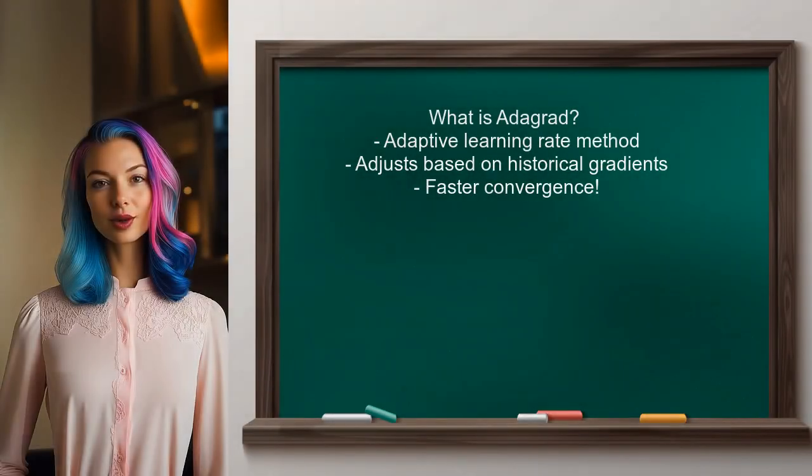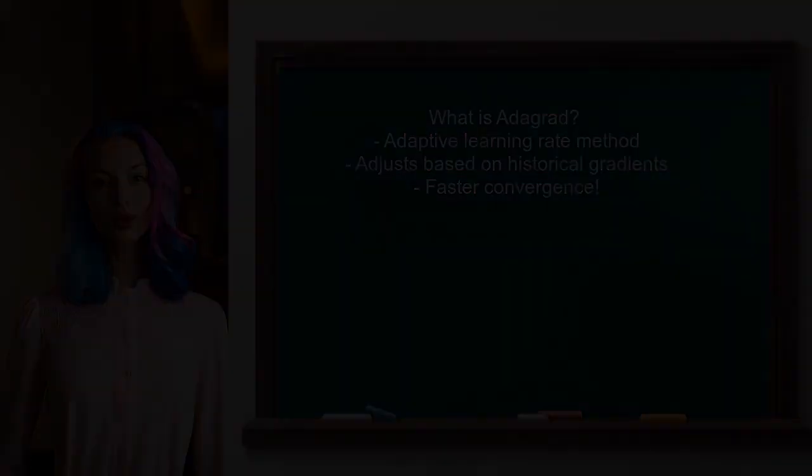So what exactly is Adagrad? It's an adaptive learning rate method that adjusts the learning rate based on the historical gradients. This means that parameters with larger gradients will have their learning rates decreased, while those with smaller gradients will have theirs increased. This can lead to faster convergence in many cases.